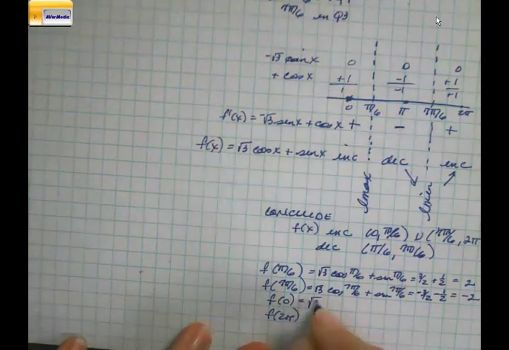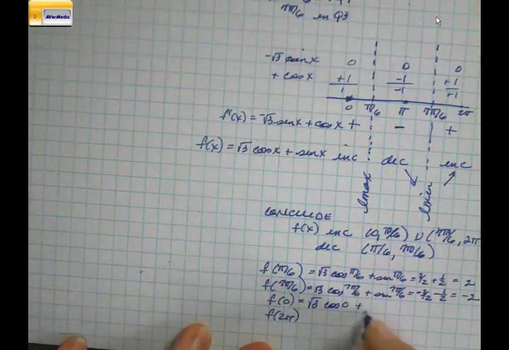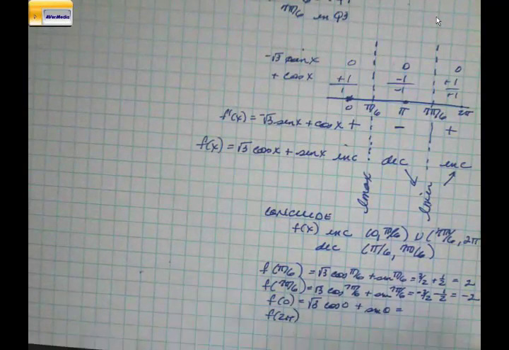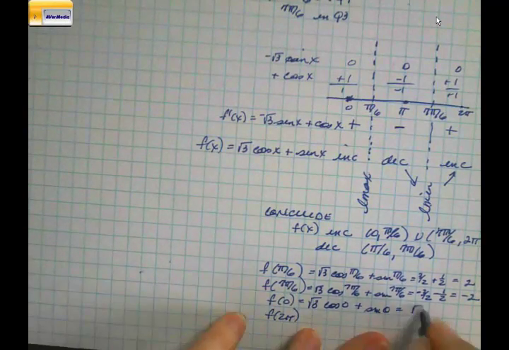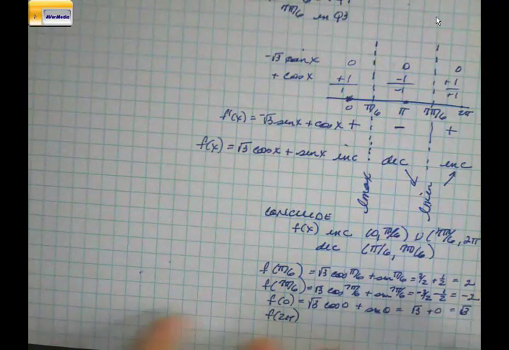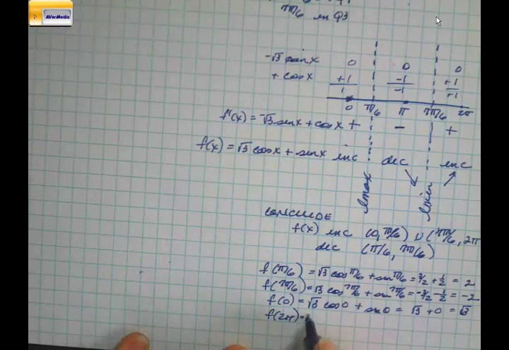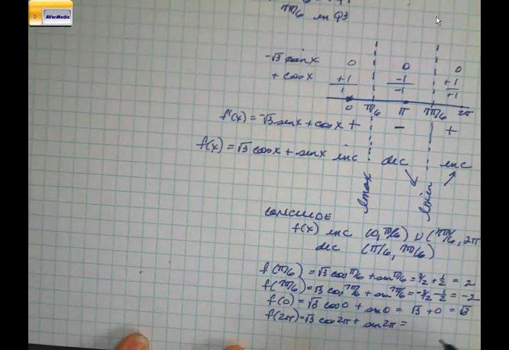Thank goodness something doesn't have to think so hard. Cosine of 0 and then sine of 0. Cosine of 0 is 1, so this is the square root of 3 times 1, and sine of 0 is 0, so this is just the square root of 3. And then this is going to be the same thing at 2 pi. Cosine of 2 pi is 1 times the square root of 3 is the square root of 3, and sine of 2 pi is 0, so it's the square root of 3.